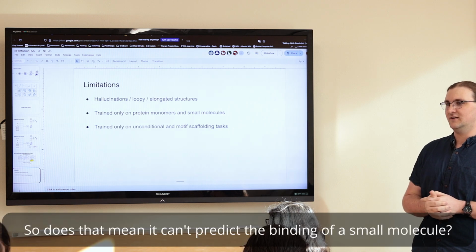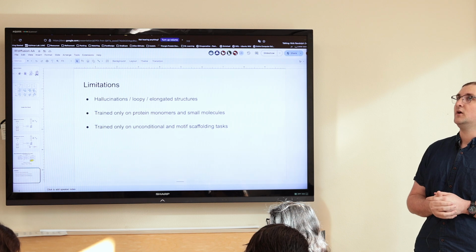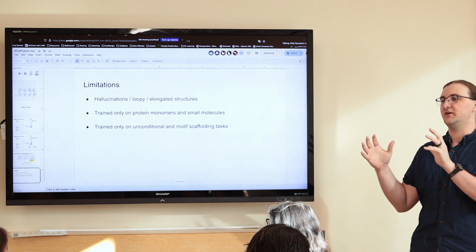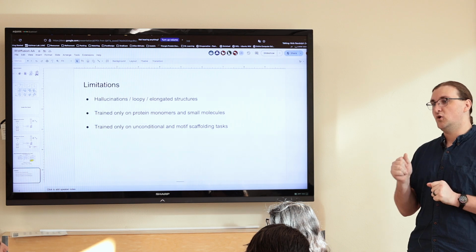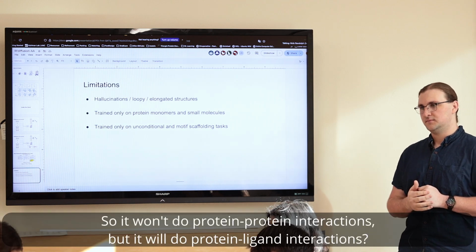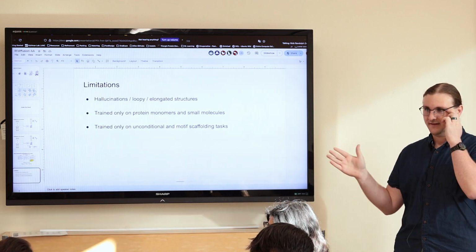So does that mean it can't predict like the binding of a small molecule? It can. So you give it the small molecule you're interested in, and then it'll generate the protein around it. It won't generate the small molecule. Protein-protein interaction, no, but it will do protein-ligand interaction. Yes, but anything really past that, it can't do.